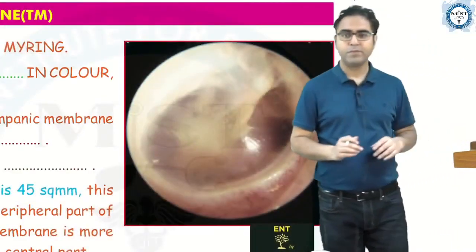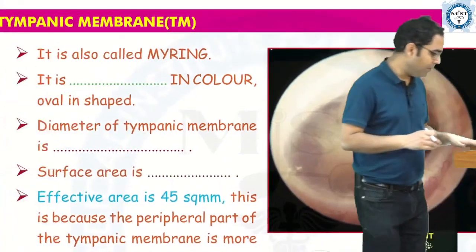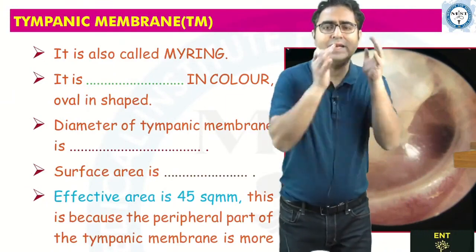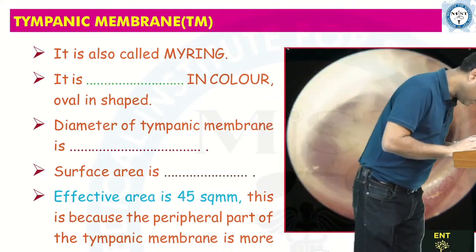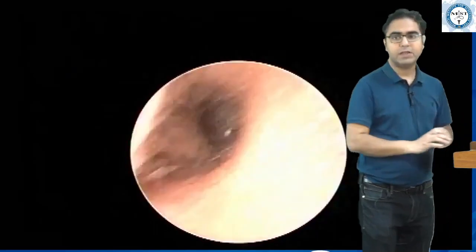Now let us start the next topic, tympanic membrane. The tympanic membrane is right at the end of the external auditory canal. I think you saw that video also, and you saw that when the external auditory canal ends, the tympanic membrane starts.